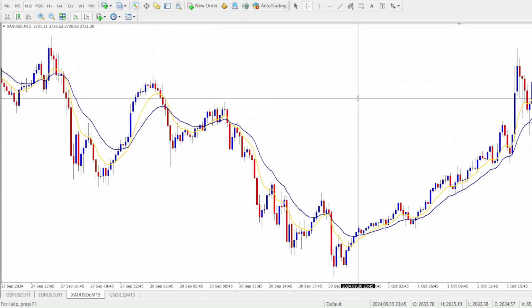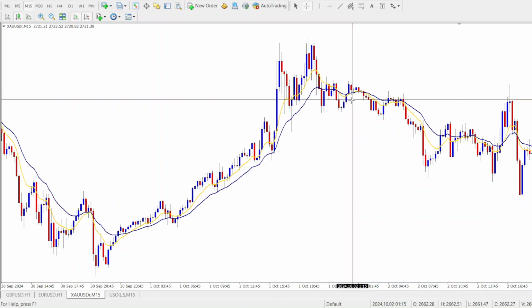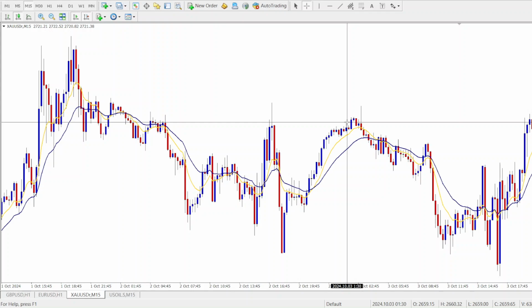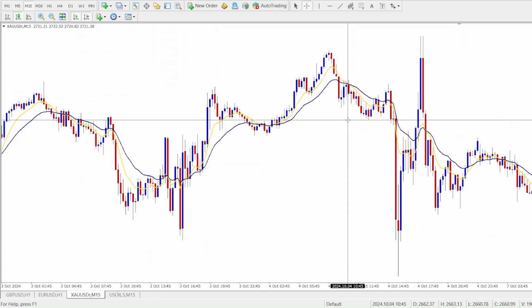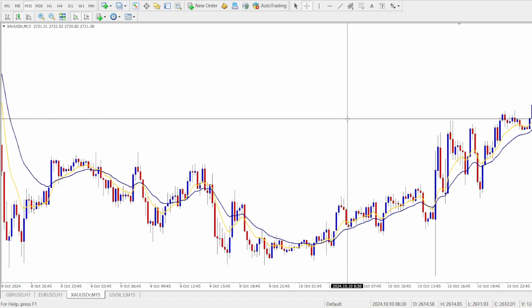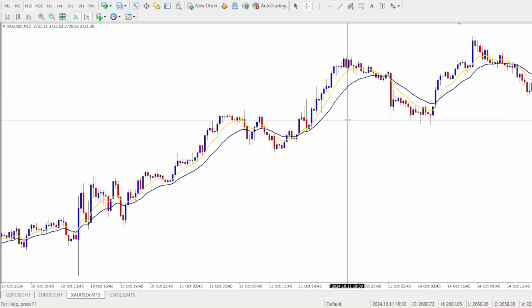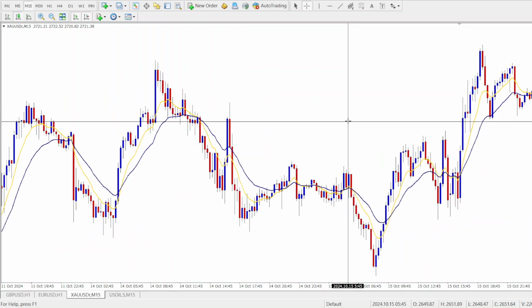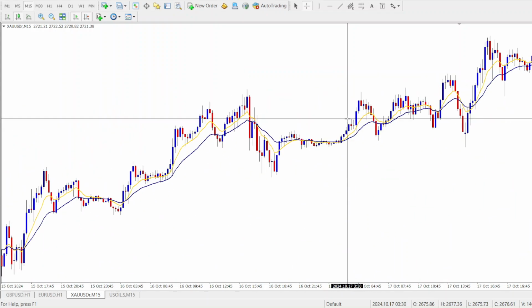You can also combine them with other analysis. Use EMAs in conjunction with other forms of analysis, such as price action or fundamental analysis, just to confirm your trading decisions. It's very important. Also try to keep track of market news and events that could affect price movements, as these can create volatility and impact your EMA signals.